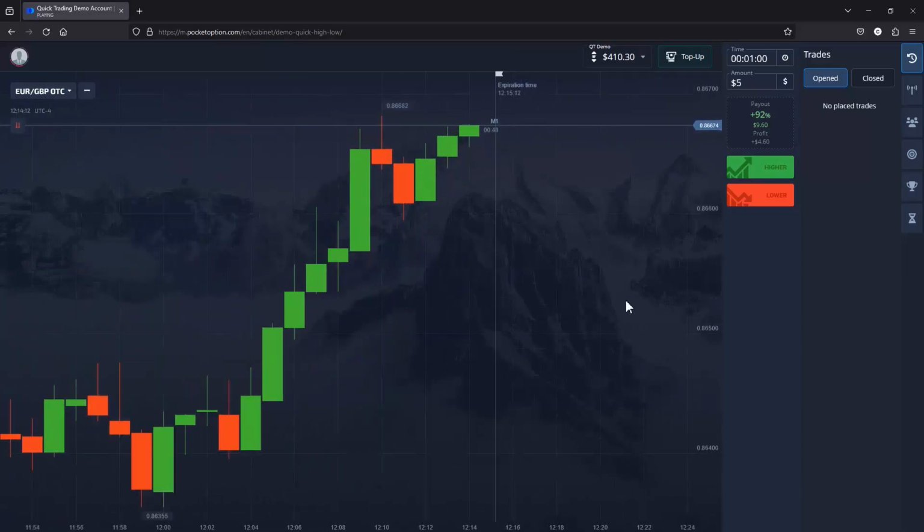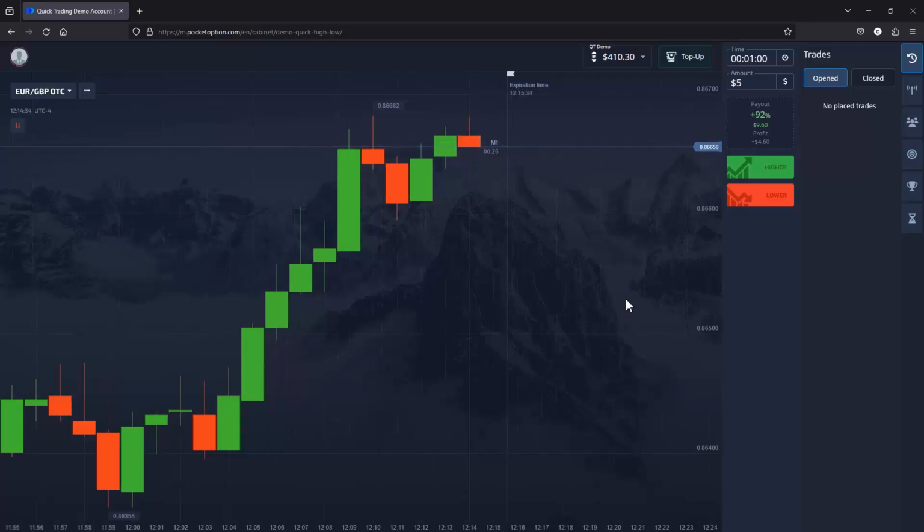Okay, let's try this. Now if the current candle closes with red color, I'm gonna leave the chart and look for another one. Okay, let me find another one.